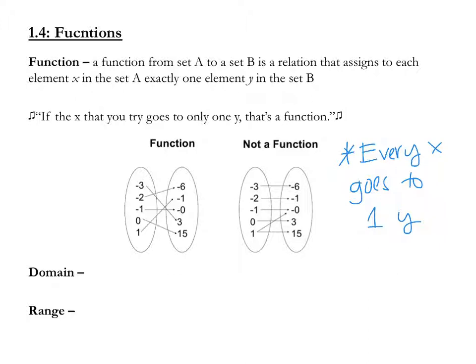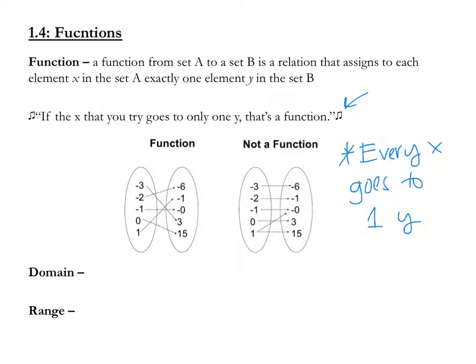So I have a little song for you. It goes to a classic Italian song. If the moon hits your eye like a big pizza pie, it's amore. So that's what this little song here is. I'm going to sing it for you. If the x that you try goes to only one y, that's a function.